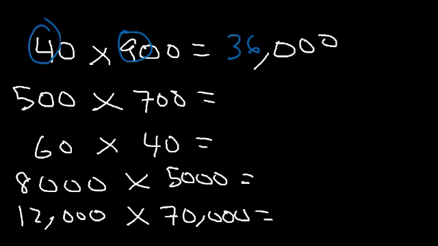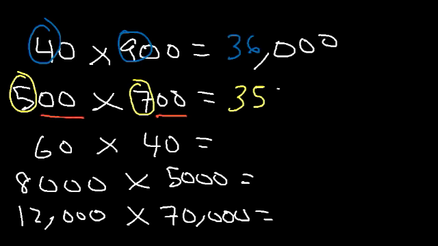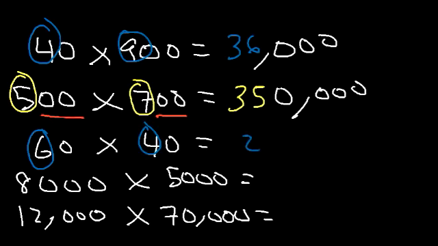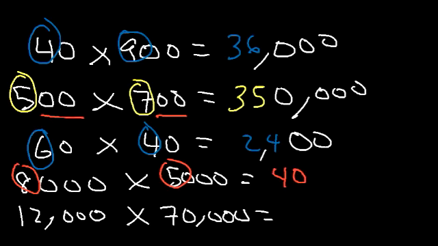So what's 500 times 700? 5 times 7 is 35, and then we have 4 zeros to add. So this is going to be 350,000. 60 times 40. 6 times 4 is 24. Add the zeros. This is 2,400. What's 8 times 5? 8 times 5 is 40. Then add the 6 remaining zeros. So this is equal to 40 million.